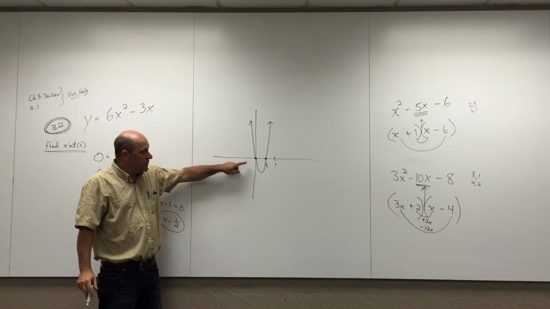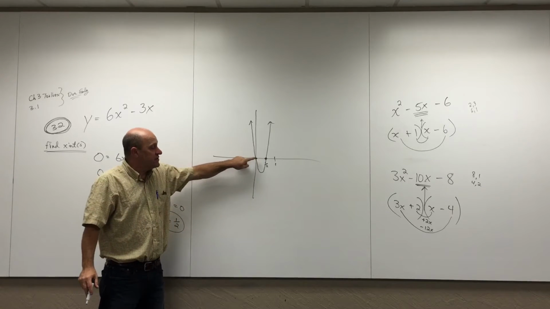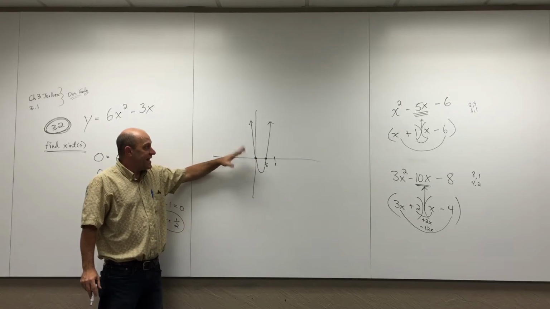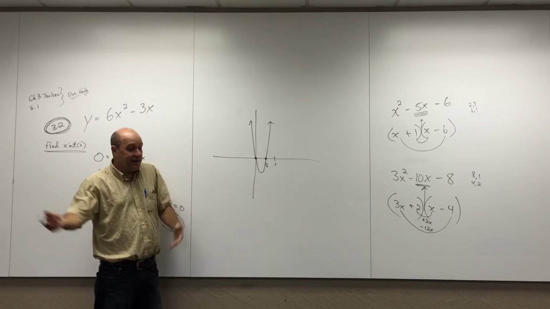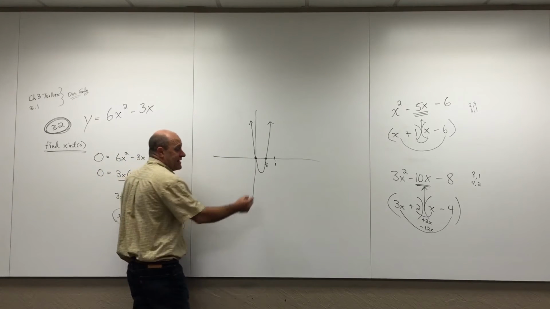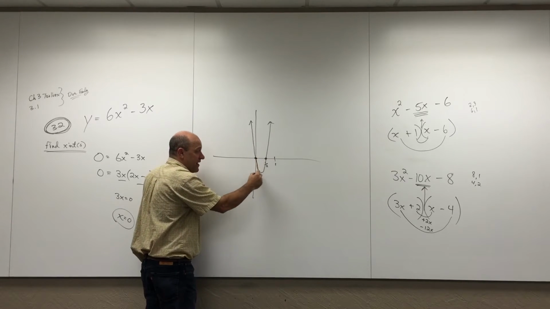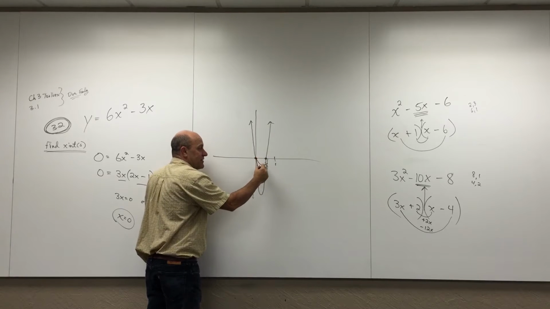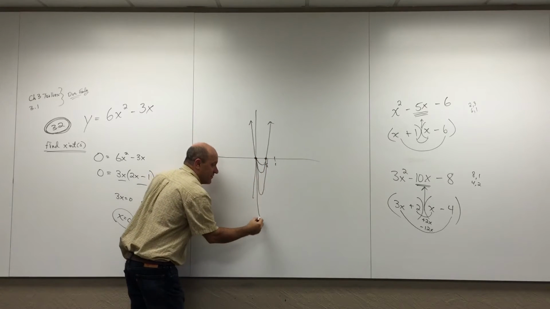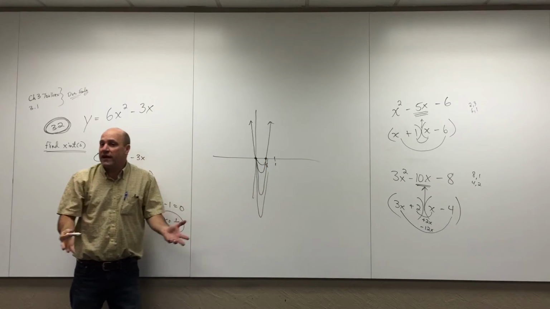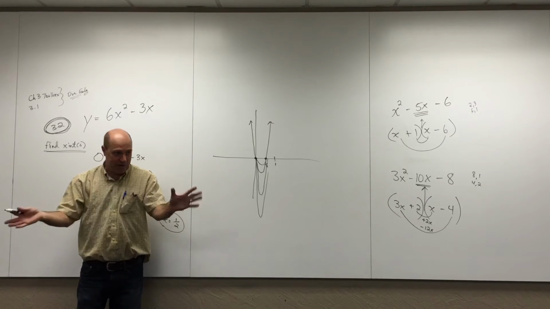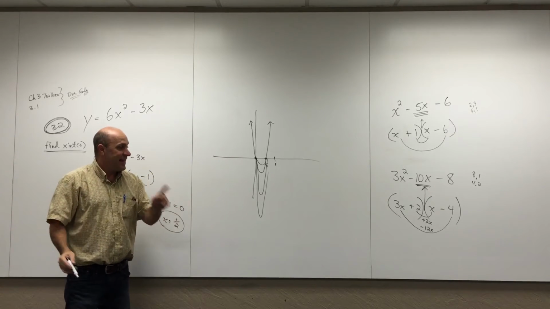Why is it roughly? I found those 2 X-intercepts. What did I not do? Find the vertex. I didn't find the vertex. So when I decided to turn around right here, I was totally guessing. I don't know where the vertex is. Maybe it's further down. Maybe it's not quite as far down. I didn't bother to calculate the vertex. Maybe I should.